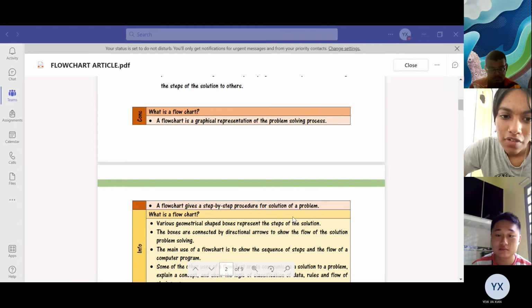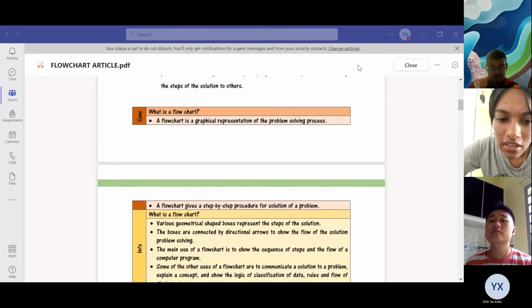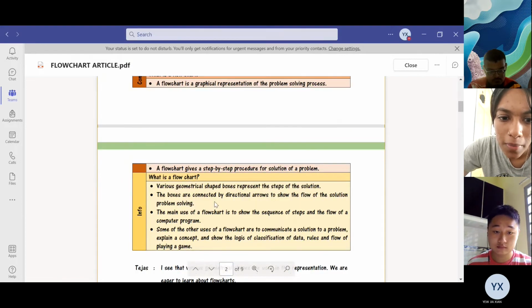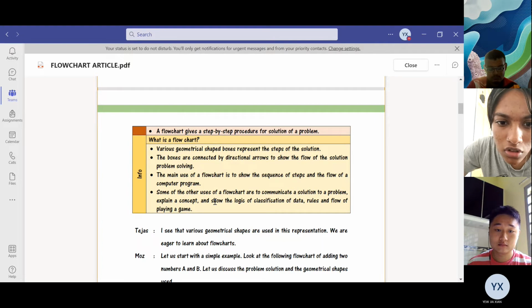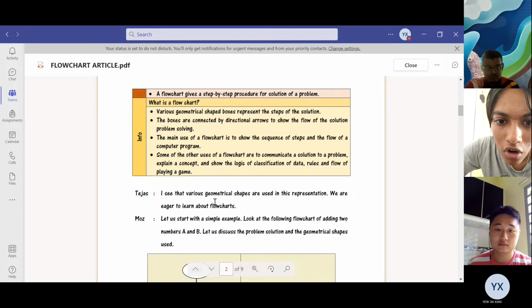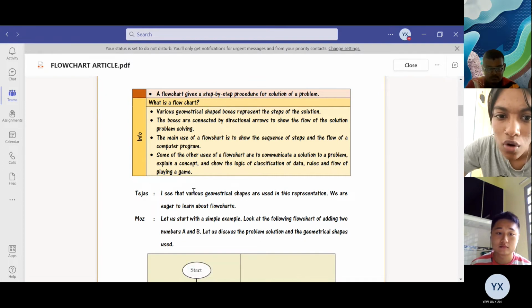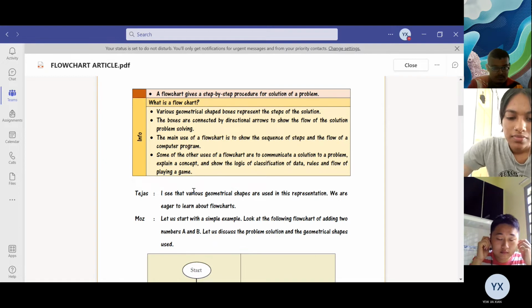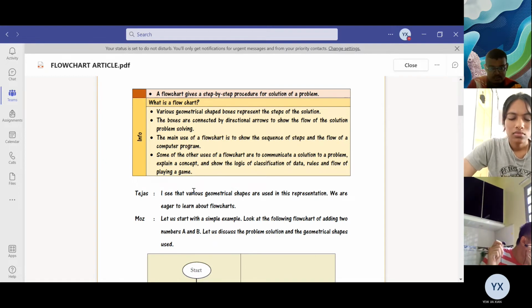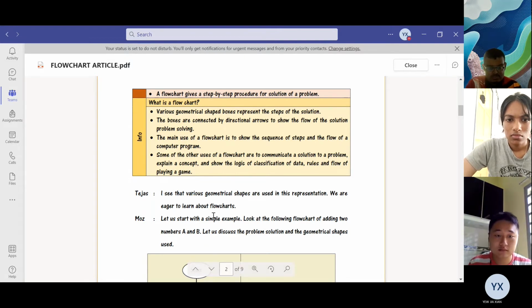Various geometrical shaped boxes represent the steps of the solution. The boxes are connected by directional arrows to show the flow of the problem solving. The main use of a flowchart is to show the sequence of steps and the flow of a computer program. Some other uses of a flowchart are to communicate a solution to a problem, explain a concept, and show the logic of classification of data, rules, and flow of playing a game. I see that various geometrical shapes are used in this representation. We are eager to learn about flowcharts.